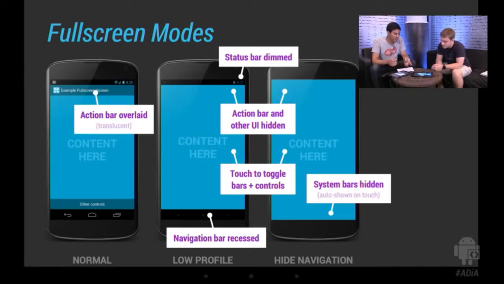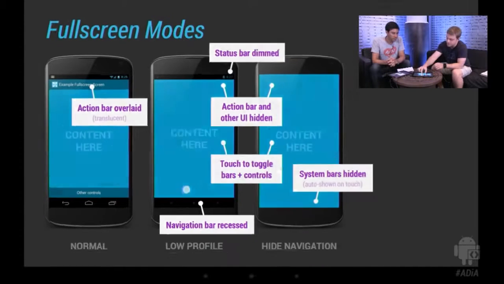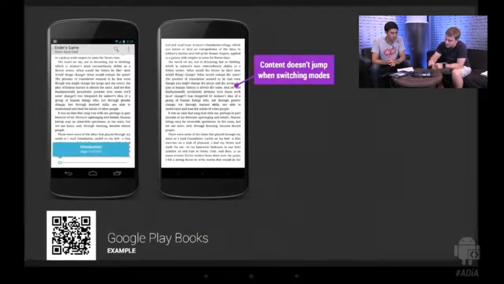The way I like to think about these two is that low profile is for an immersive activity where there may still be some user interaction, like maybe you're swiping through photos, maybe you're reading a book or something like that. Whereas hide navigation is more useful for something where you're not interacting with it, like watching a video, you're just sitting back and looking at the screen. Exactly. Okay, so those are the different modes.